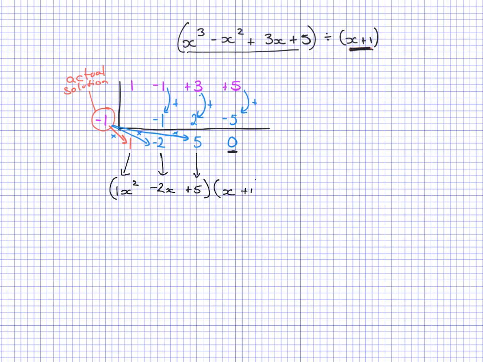So this would be where you're up to, and then if you could, you would factorize this bracket here into two sets of brackets. If you couldn't, you could just leave it.